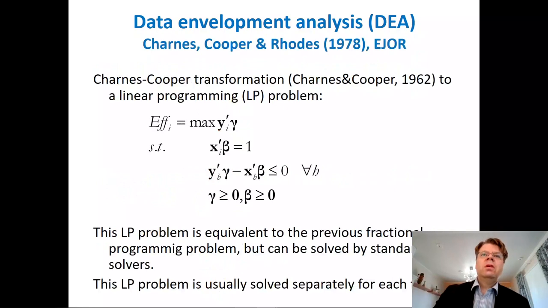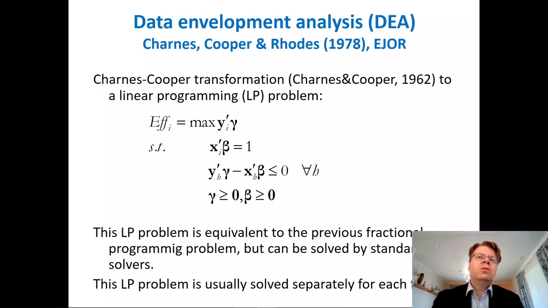This is called, in the operational research literature, the Charnes-Cooper transformation. It goes back to the 1962 paper of Charnes and Cooper. And in the original data envelopment analysis paper, Charnes and Cooper actually applied this transformation that they had developed earlier to linearize this kind of DEA problem, where you have a fractional programming problem.